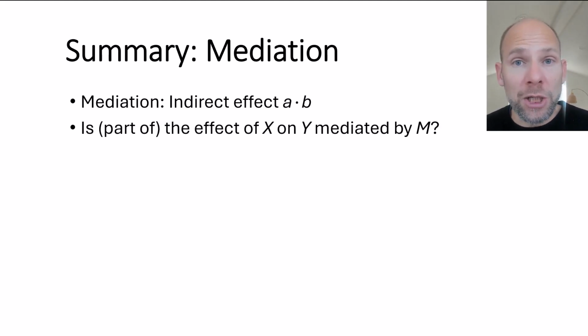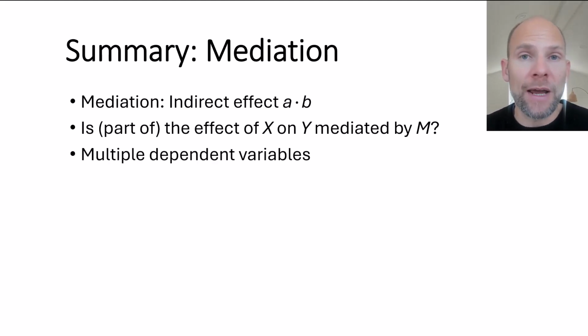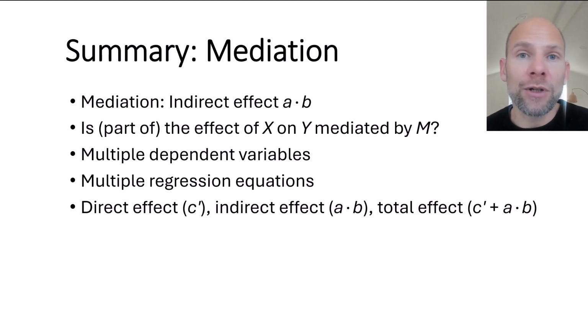Also, the question here is, is part of the effect of X on Y mediated by M? So that's the key mediation question, whether there is an indirect effect of one variable on another variable. In this model, we saw we have multiple dependent variables, at least two. As a result, we have multiple regression equations, at least two in a mediator model. We have also an effect decomposition into a direct effect, an indirect effect, and a total effect that we can calculate and look at and also test for significance.